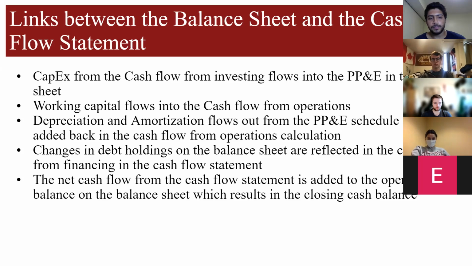Okay, so the next thing is that the depreciation and amortization flows out from the PP&E schedule and is added back in the cash flow from operations calculation. Remember that depreciation and amortization are an expense on the income statement, but because they're non-cash, on the cash flow statement they're added back to the net income. They were recognized as an expense on the income statement, but because they're a non-cash expense, they're added back when we calculate the cash flow from operations on the cash flow statement.